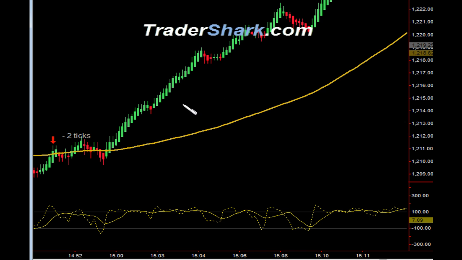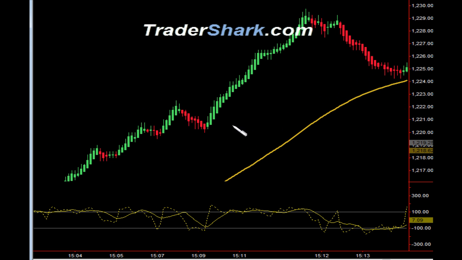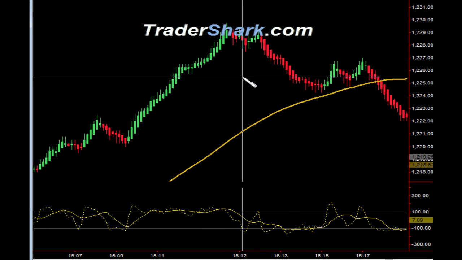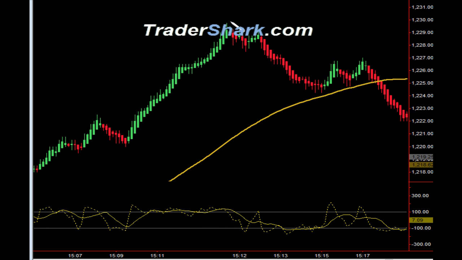And this break to the upside really gave us no opportunities whatsoever for pullbacks. We did have some pullbacks here to a couple of our moving averages. Some of the more aggressive traders may have got into these to take them to the upside. And we found the high of the day up there around 1229.75.